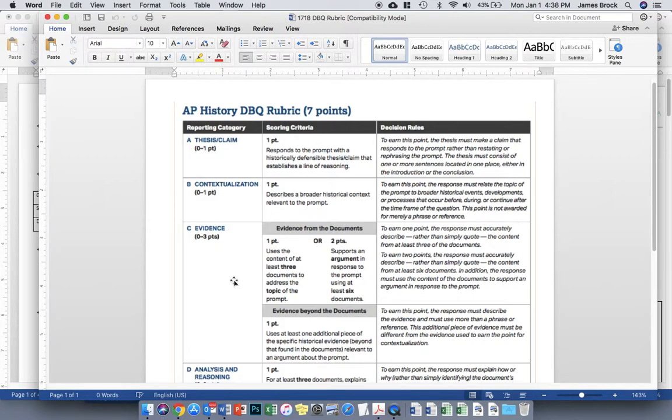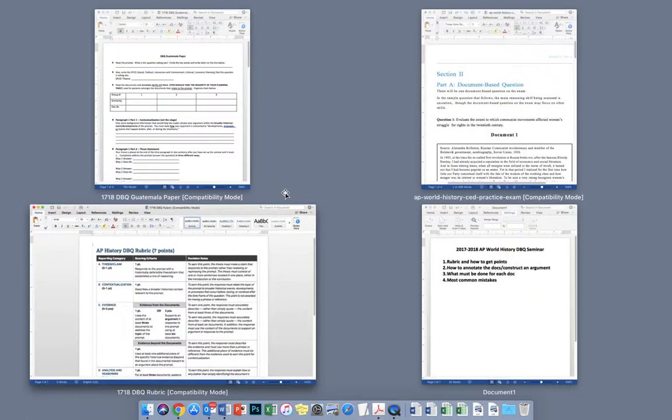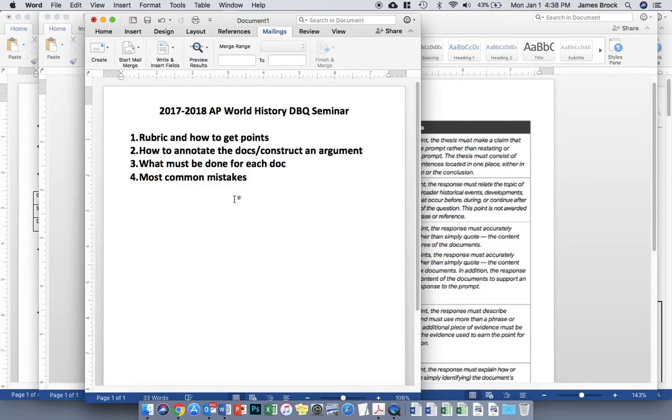The rest of the points are a little more complex, and we're going to talk about those a little bit later in the essay. But now what we're going to do is move over to our actual DBQ and go through and start to construct an argument.